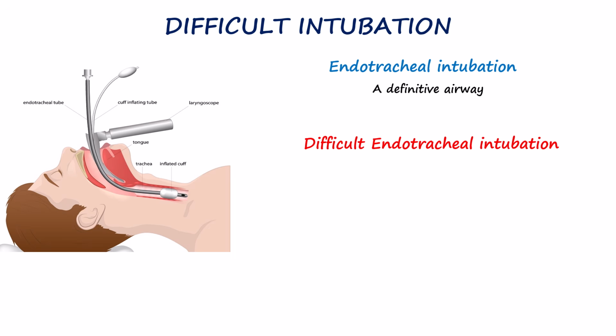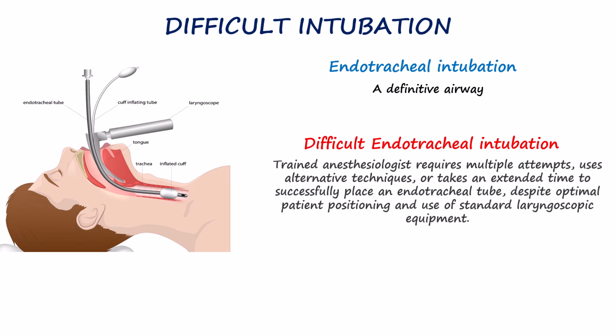Difficult intubation is defined as a situation where a trained anesthesiologist requires multiple attempts, alternative techniques, or prolonged time to successfully place an endotracheal tube, despite optimal positioning and standard equipment. It is specifically considered difficult when more than 3 attempts or more than 10 minutes are required to achieve tracheal intubation with conventional direct laryngoscopy.